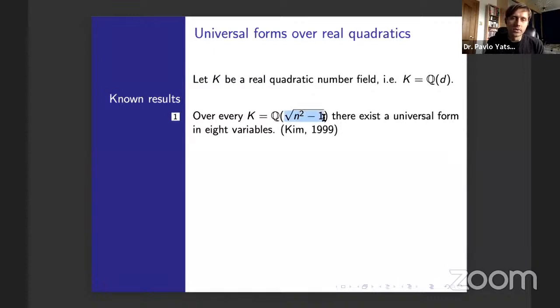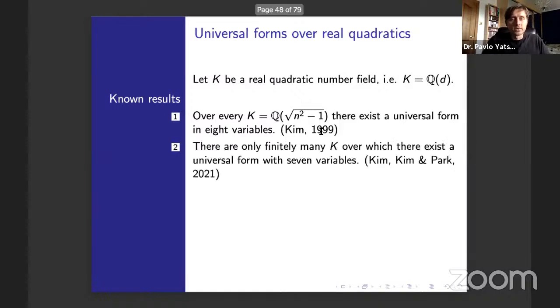All we need to do is make sure that n squared minus 1, where n is an integer, is square free. As soon as we have this n squared minus 1 being a square free integer, then every number field Q adjoined the square root of n squared minus 1 will have a universal quadratic form in 8 variables. And so the result is really nice. The idea is really beautiful. It was proven by Kim in 1999.